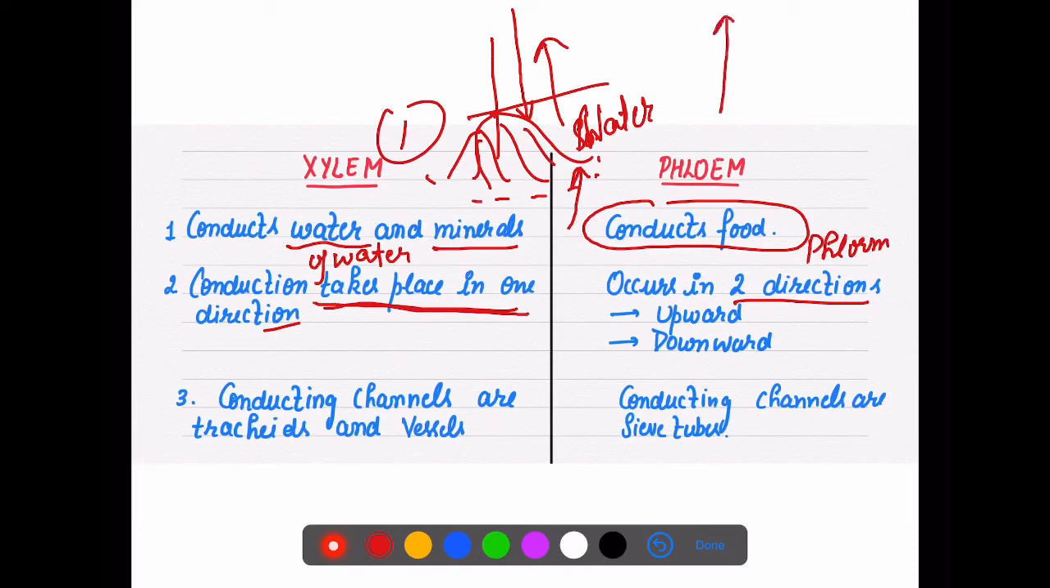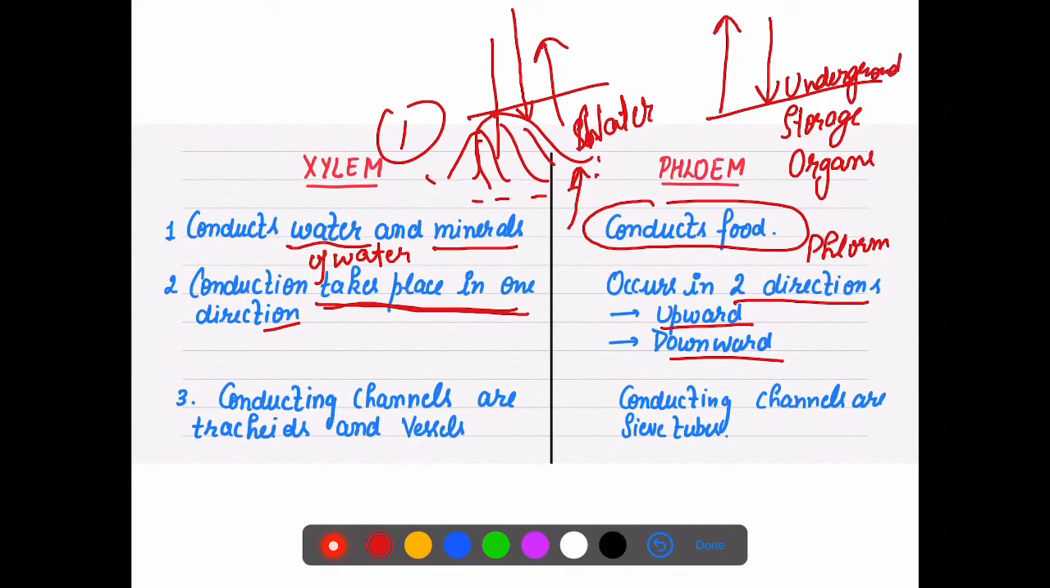It can move in the upward as well as the downward direction, because in a few plants, like if I talk about beetroot, storage organs are present in the soil, underground. So it has to provide food to the underground parts also, as well as to the aerial parts of the plant. So movement is in both directions, upward as well as downward.